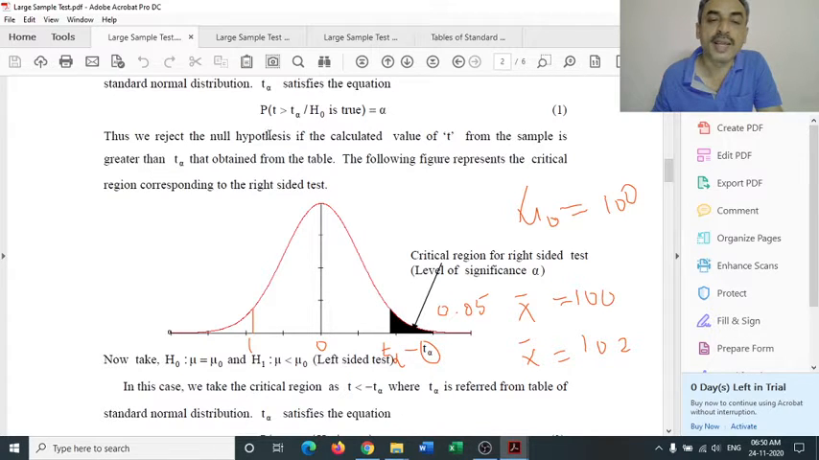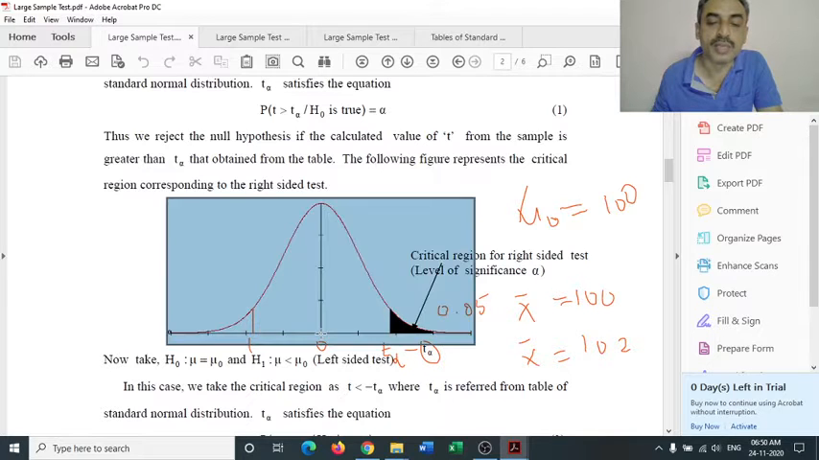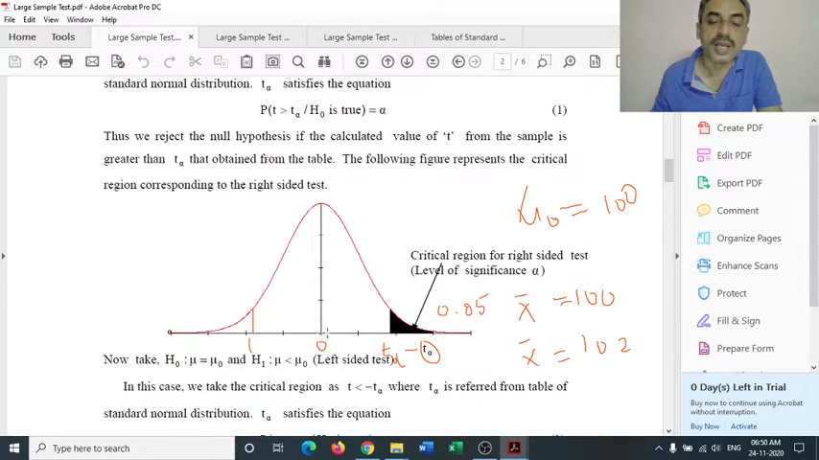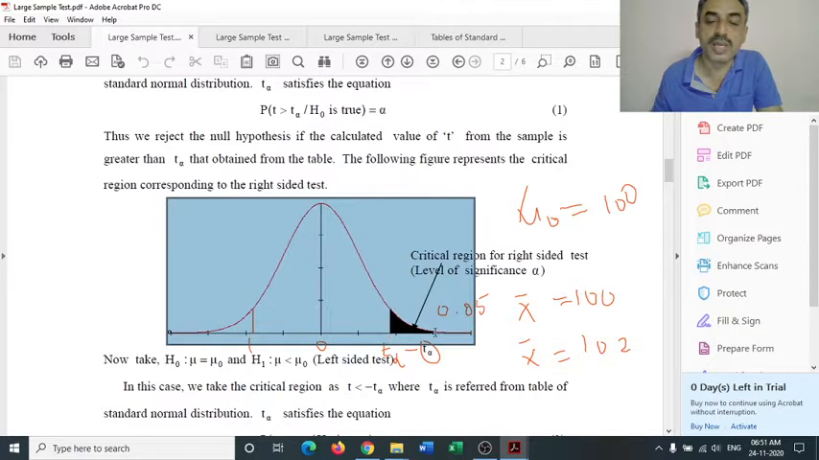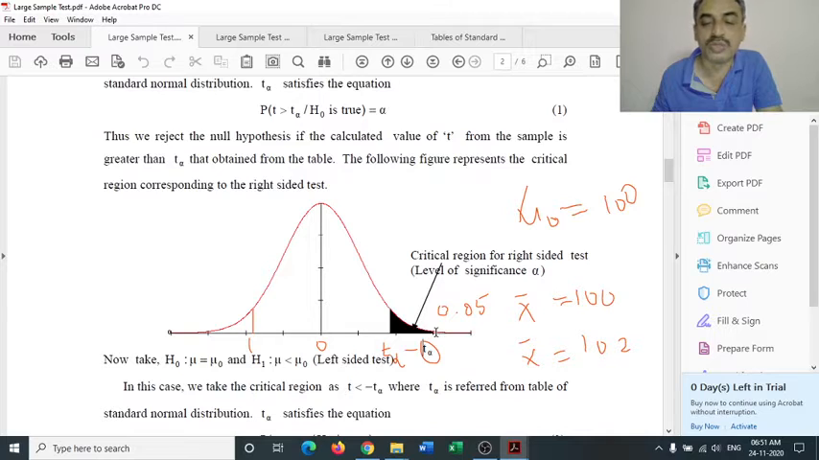So if the value of t appears between t alpha and infinity, we reject H0. That means we are ready to accept when x bar and mu 0 coincide with each other, that is the perfect agreement between sample mean and population mean. We are again ready to accept the population mean as mu 0 whenever the value of t lies between 0 and t alpha. There also we are ready to accept the population mean as mu 0. If it goes beyond t alpha, we say that the hypothesis is not true. That's how we set t alpha: it is fixed according to the level of significance.